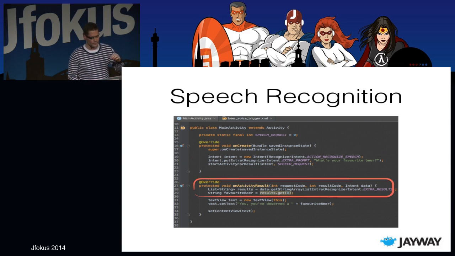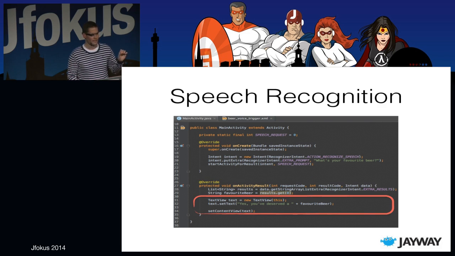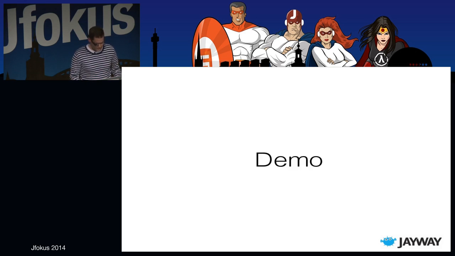And when the user has inputted data, or the favorite beer, I will get notified on activity result. On the first line, I get the data in a list of strings. And the first string in that list is the sentence that the user has said. And then I just create a text view. I set, yes, you deserve whatever beer you like. And I set that text view as the content of the activity.